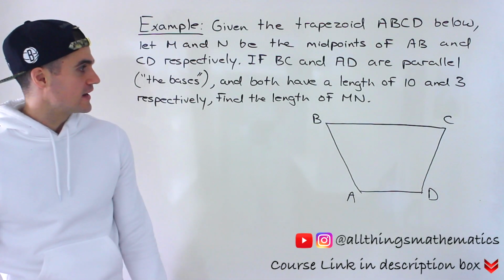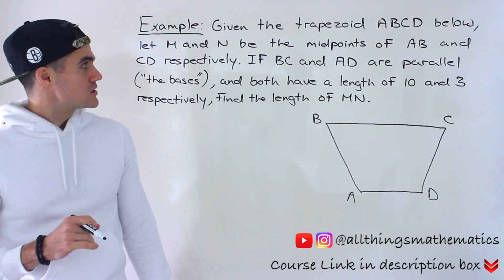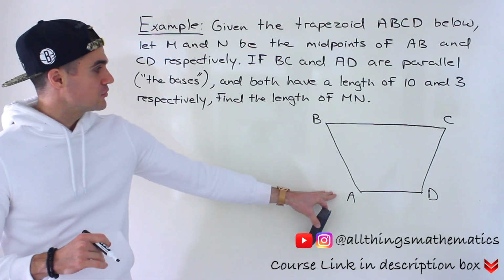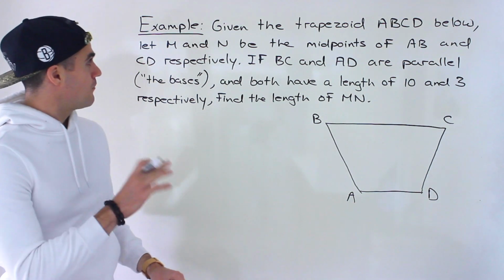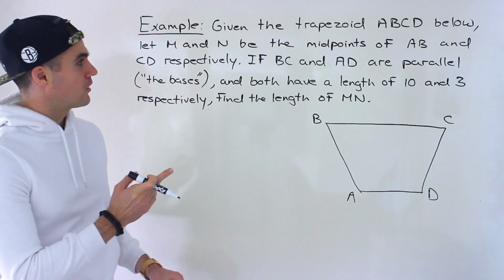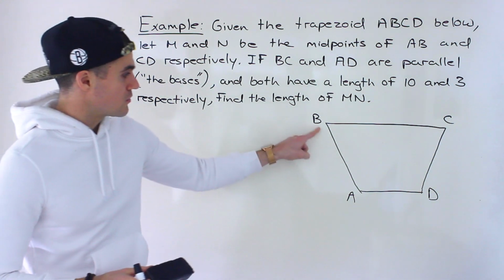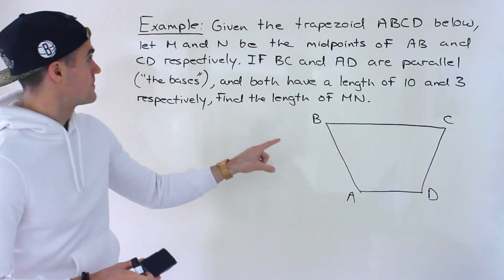Moving on to an example dealing with the trapezoid mid-segment theorem. So we are given this trapezoid over here. Notice it's labeled A, B, C, D. And what we're going to do is let M and N be the midpoints of the sides AB and CD respectively. So this side and then this side over here. We're going to have midpoints.